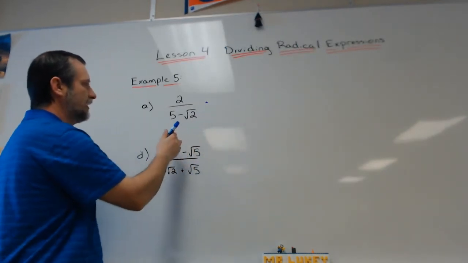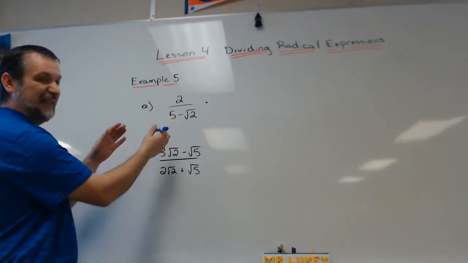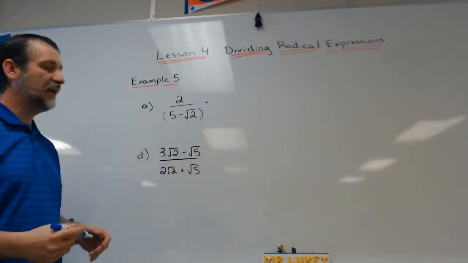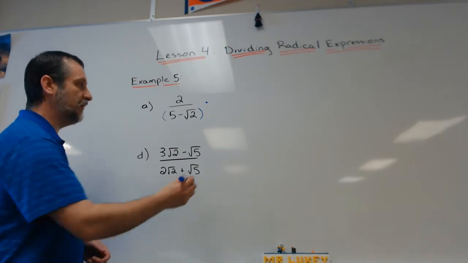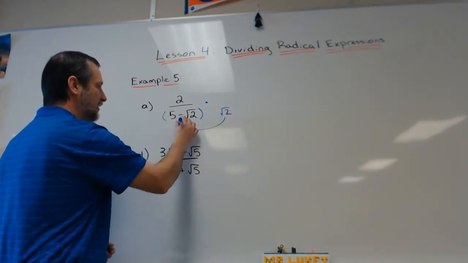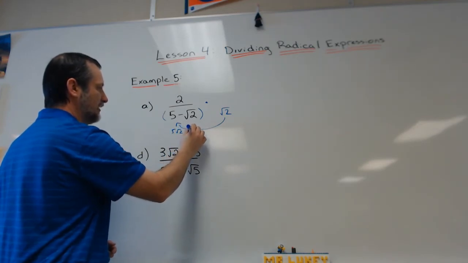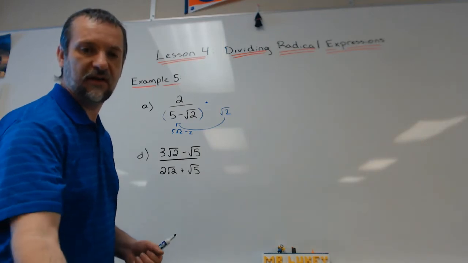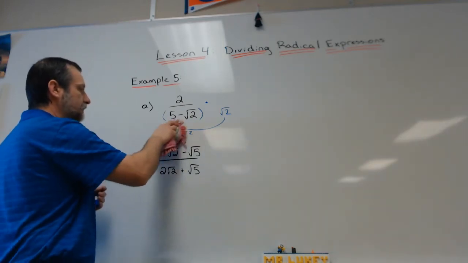So again, I want to rationalize a denominator. Again, this is the implied brackets, right? So the root 5 minus root 2. I can't just multiply by root 2, because then I'm going to end up with a 5 root 2 minus 2 answer, and I still have an irrational denominator, so that is not going to work.